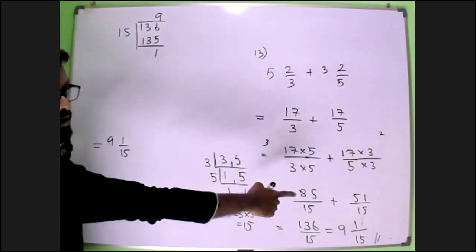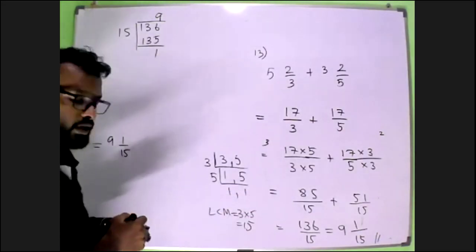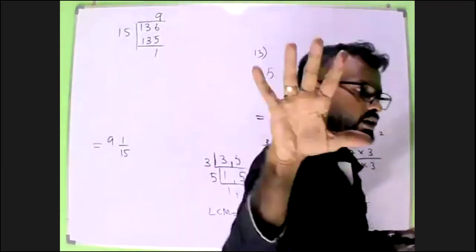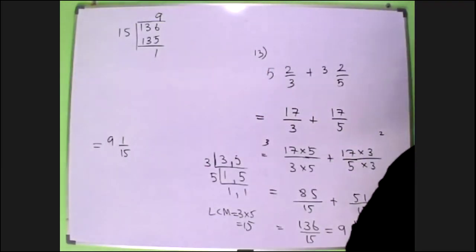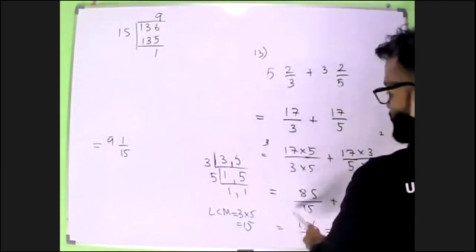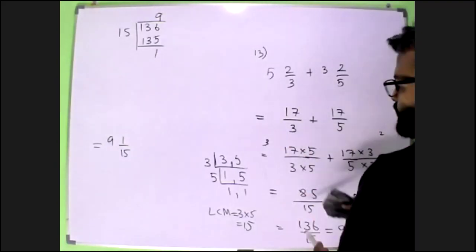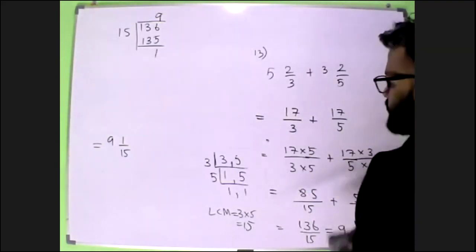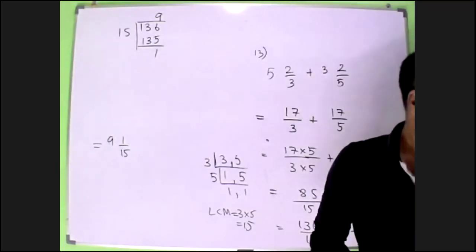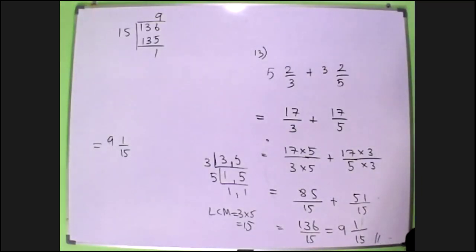Now I have 9 and 1 upon 15. So which is easier? It's up to you to decide. I think this one is easier, with a very small number of steps. Right, okay. So that one is over. Let's move to the next one.